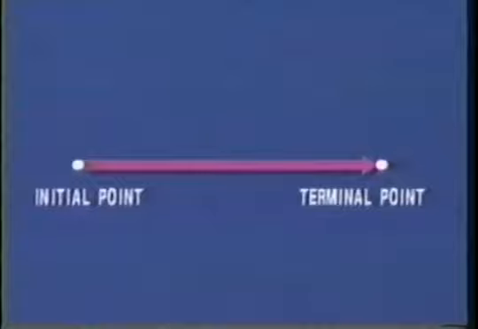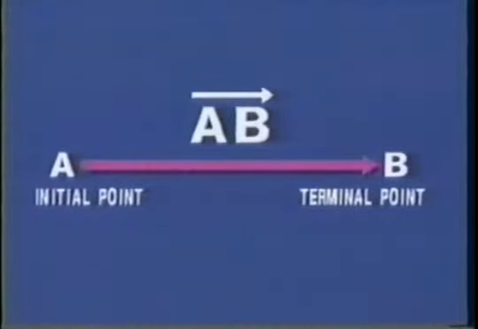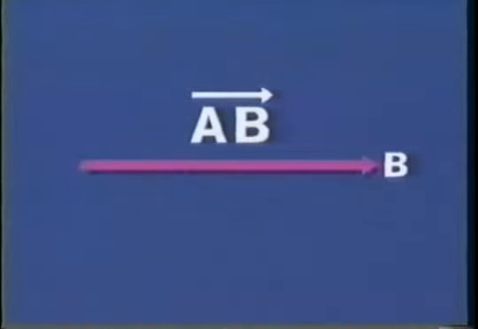All vectors have a beginning and an end. The beginning is called the initial point, and the end is called the terminal point. And these 2 points provide another way of naming vectors. This is vector AB. The initial point is always written first, followed by the terminal point, which explains why the small arrow points to the right.